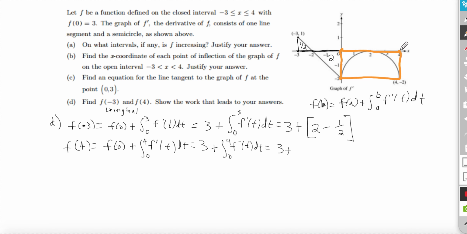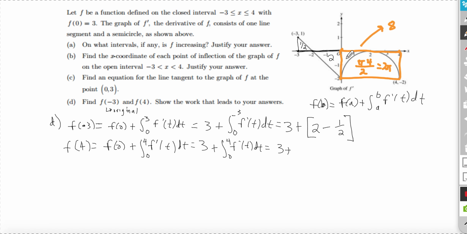So what's the area of my semicircle? It's got a radius of 2. So it's pi r squared, which is 4 pi, divided by 2. So the area of my semicircle is 2 pi. So what's the area of my rectangle? It's a 4 by 2. So my rectangle has an area of 8.